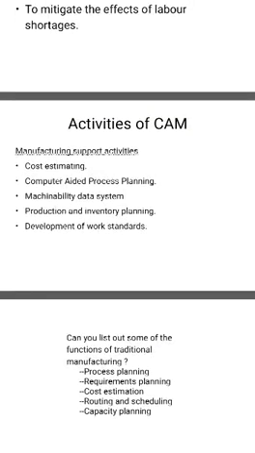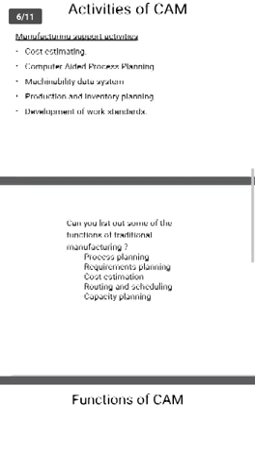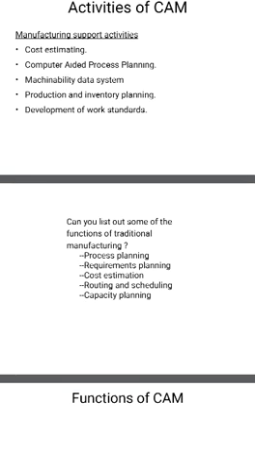Okay. Computer aided planning. Planning should be done for any component. First, how much material we need, how much bill of materials, how much labor cost. All those things we should plan before we start the work. Next, can you list out some of the functions for traditional manufacturing? So what are those traditional manufacturing? Process planning, requirement planning, cost estimation, routing and scheduling, capacity planning. All these are functions of manufacturing. Okay.